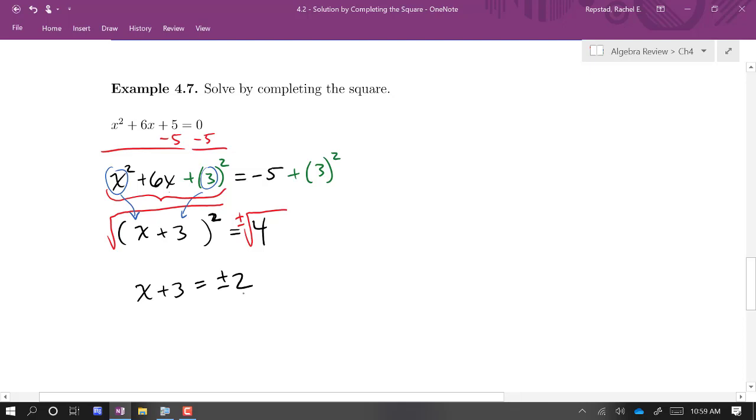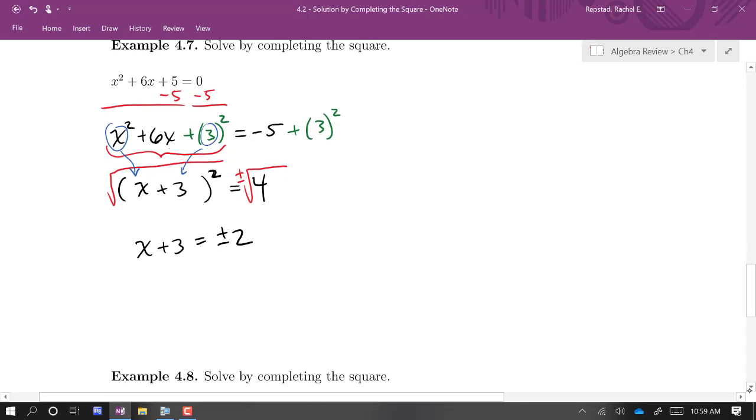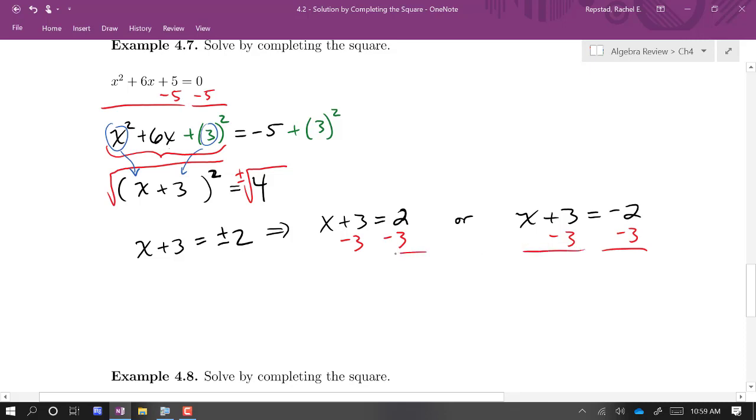Now, in the example before, I kind of jumped straight into subtracting 3 from both sides, which you can still do, but sometimes it's nice to break it out to 2 equations just to help us see what we're going to get. Basically, this gives us 2 equations. This tells us that x plus 3 is equal to 2, or x plus 3 is equal to negative 2, right? And then we just have these 2 different linear equations. And subtracting 3 from both sides in both of these equations will get us both of the solutions. So we've got x equals negative 1 and x equals negative 5.